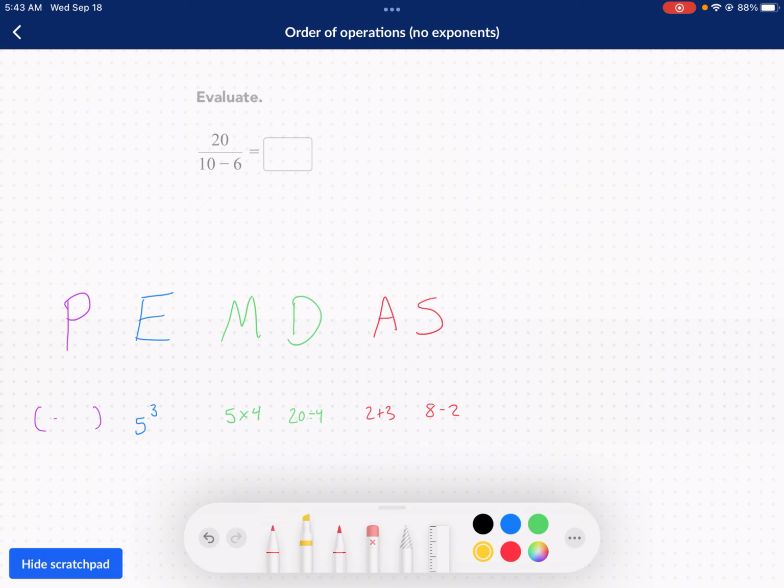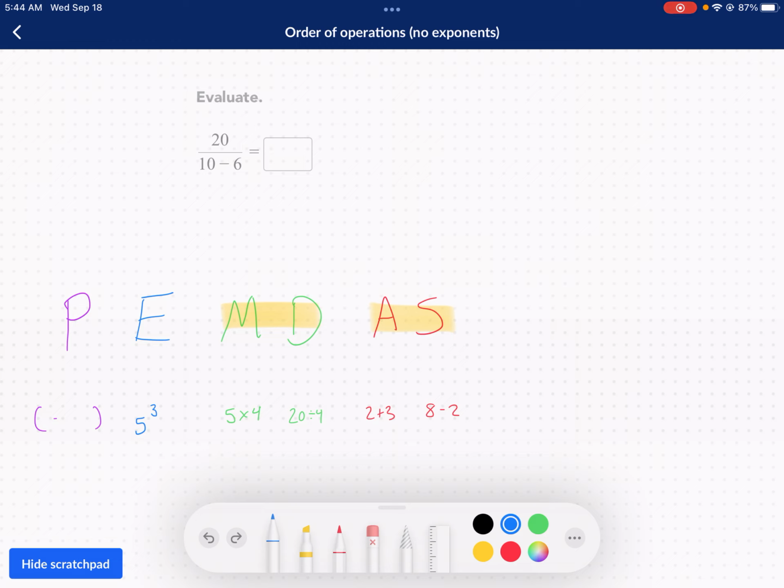One thing to note, here I listed M and D, multiplication and division, with the same color. And the same thing for addition and subtraction. That's because all four of these operations have equivalency. So multiplication and division are on equal footing, meaning you're just going to go with either one.